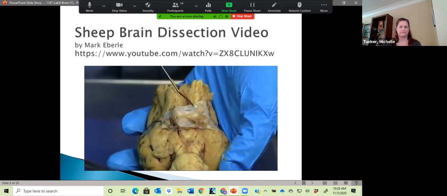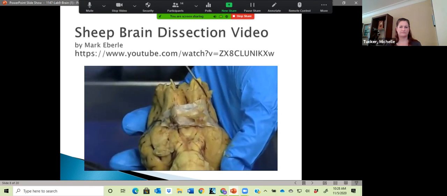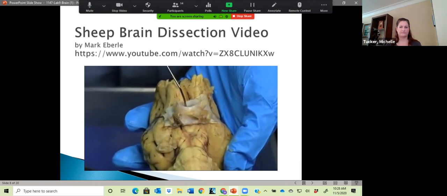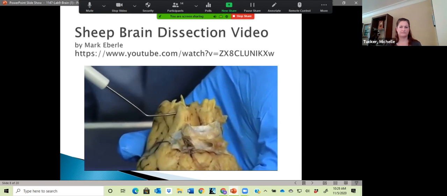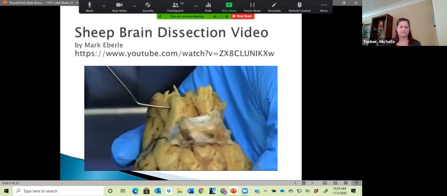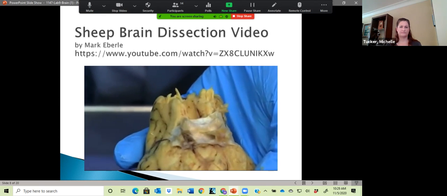Right here we have the optic nerves. They still have a little bit of the dura mater on them because it's hard to get the dura mater off. You might be able to see the nerves of smell up front. It's a little hard to do that with this brain.